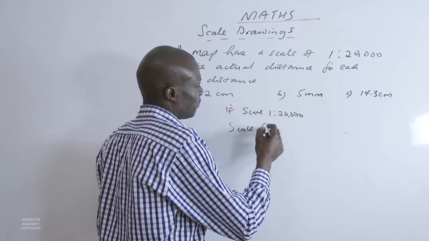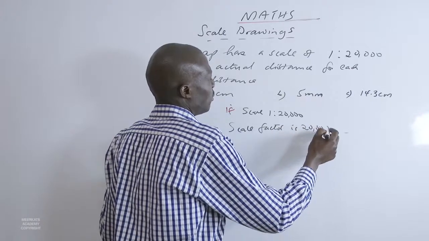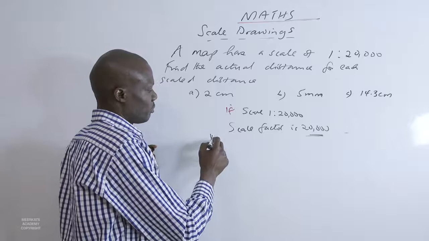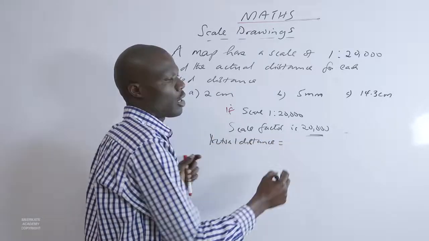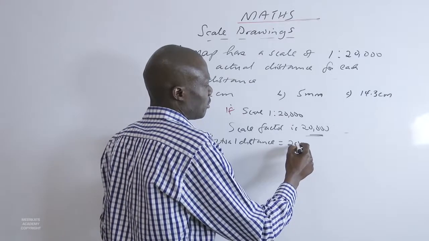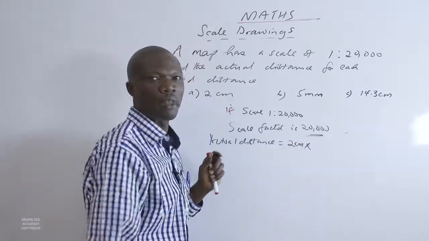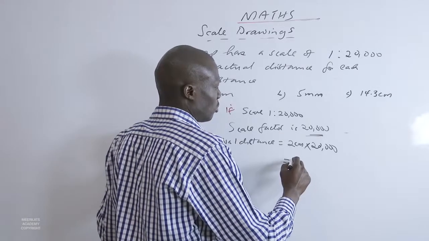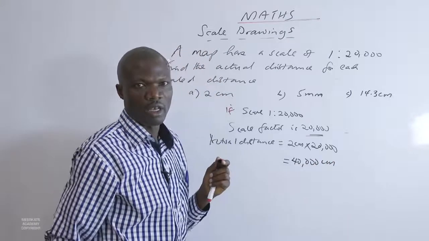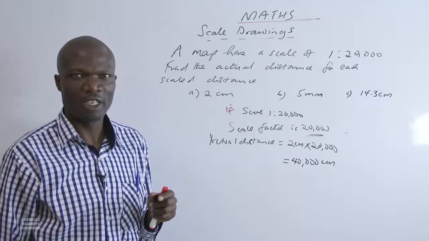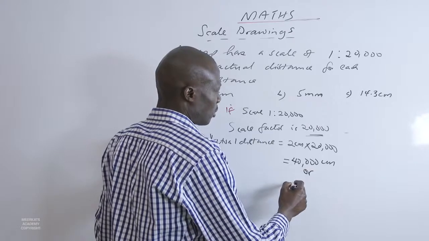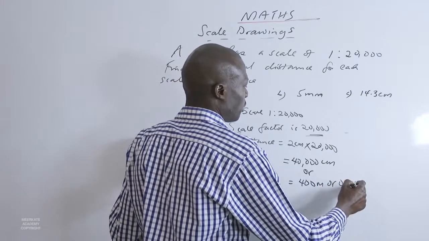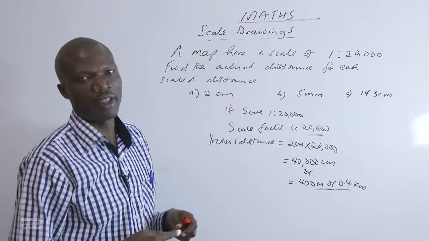And the scale factor here is 20,000. Therefore, 2 centimeters will be multiplied by the scale factor. Actual distance is equal to 2 centimeters multiplied by the scale factor of 20,000. What do you get? 40,000 centimeters. And 40,000 centimeters is equivalent to how many meters? When you divide by 100, 400 meters, or if it is in kilometers, 0.4 kilometers. So that is the actual length or distance on the ground.